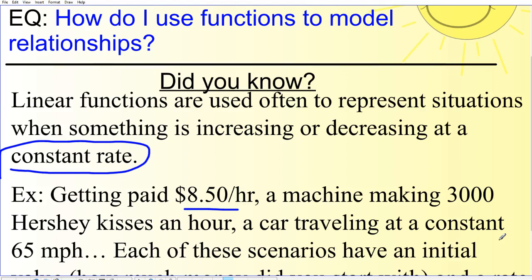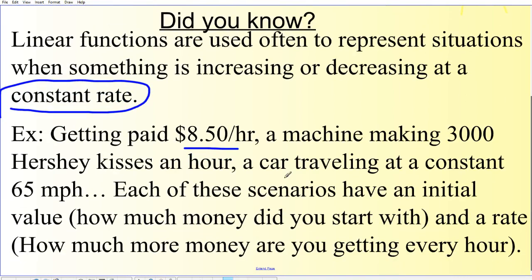Now, if you're a waiter or a waitress, you don't always get paid a constant rate. If you have a busy night and people are tipping better, you make more money. That's not a constant rate. You can't always make a good prediction on how much money you're going to make at the end of the night.